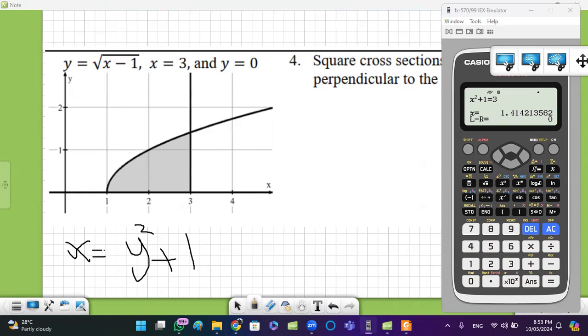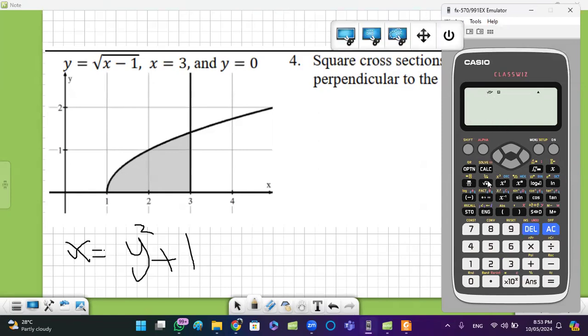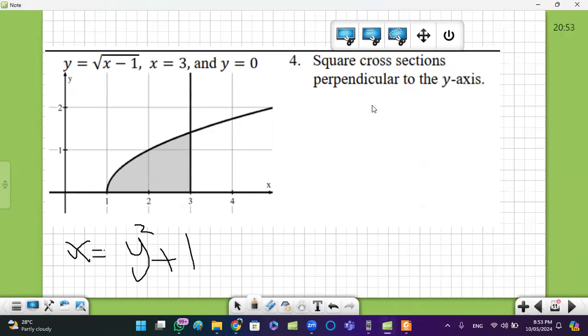Shift to solve. It will be square root of 2. This number is the square root of 2. Look here. So it will be from 0 to square root of 2. Okay? Y, I have here x integral to y, صح؟ So here x1 minus x2. What is x1? Anyone, 3. Minus, what is x2? Y squared plus 1.